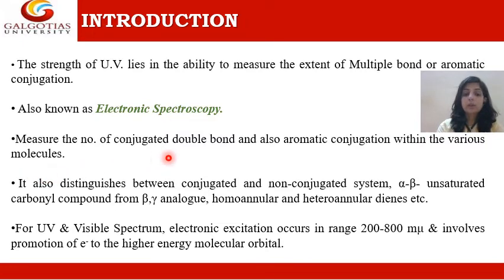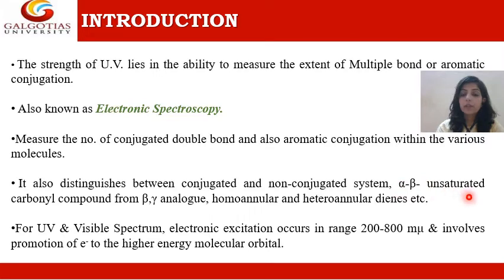It measures the number of conjugated double bonds and also aromatic conjugation within various molecules. With the help of UV visible spectroscopy, we can measure the number of conjugated double bonds present. It also distinguishes between conjugated and non-conjugated systems. We can have two systems, conjugated and non-conjugated. In one we have the presence of conjugation and in the other we don't have any conjugation present. On the basis of that we can differentiate between these two.